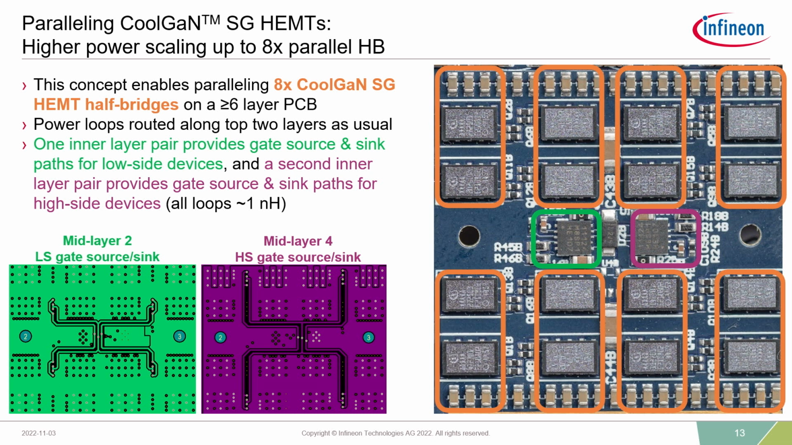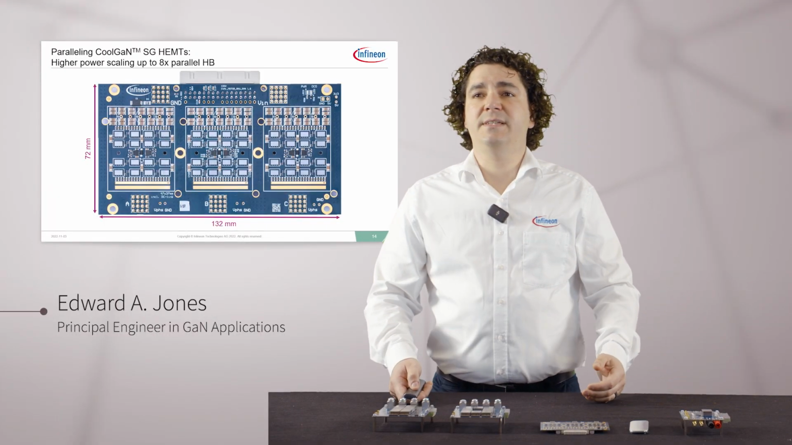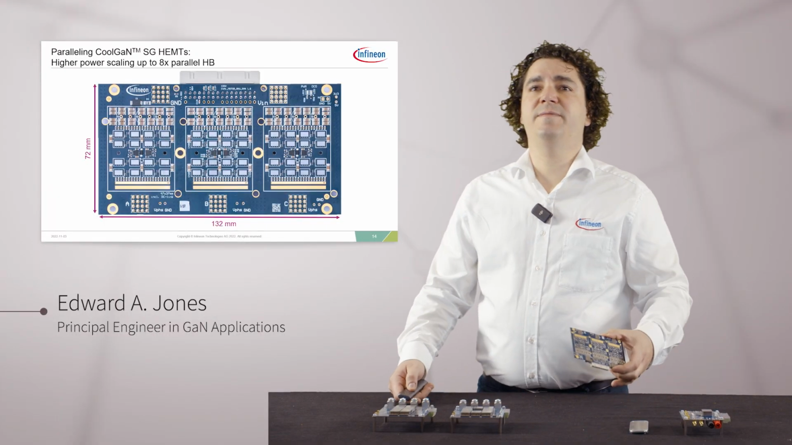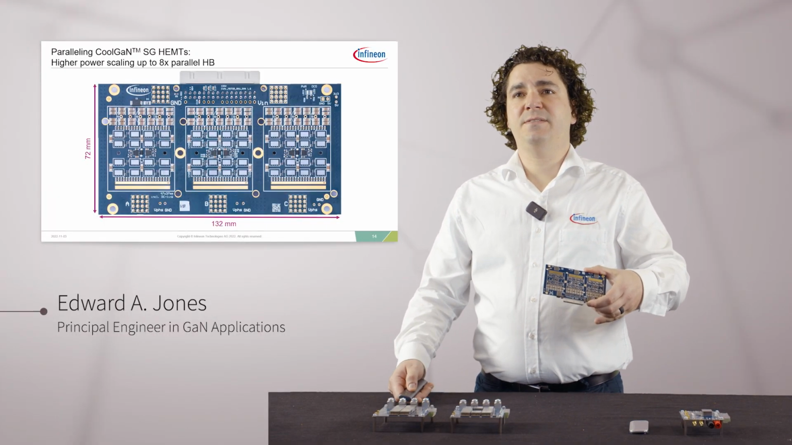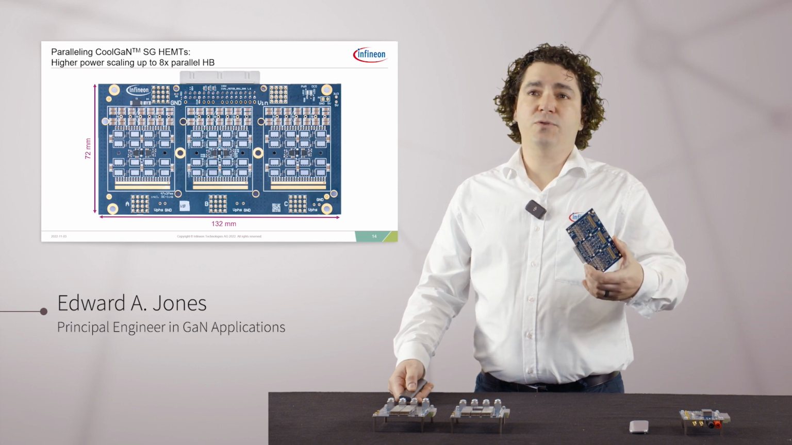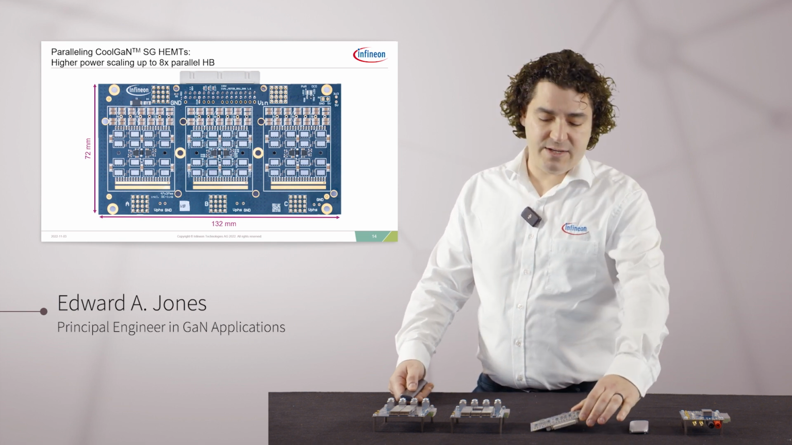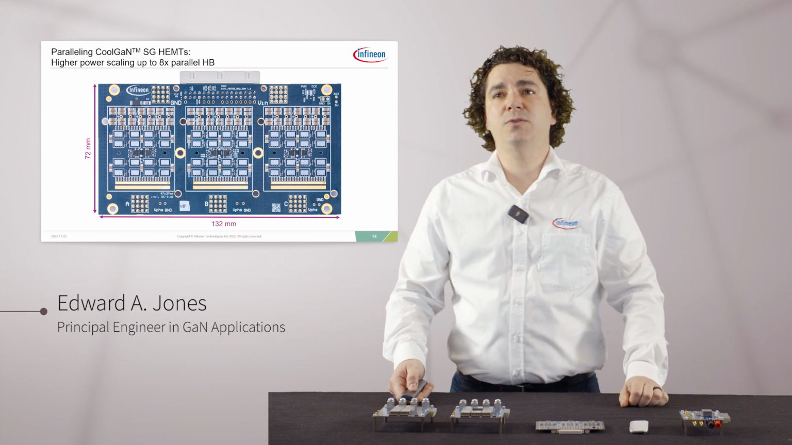So in the green here, we're seeing the low side driver. In the purple, we're seeing the high side driver, and these are routed very carefully in inner layers so that we have the same 1 nanohenry inductance to match the switching dynamics. And the result, as I showed you before, is a very ultra compact, very thin motor drive that can achieve high power for applications such as e-scooters and high power tools.